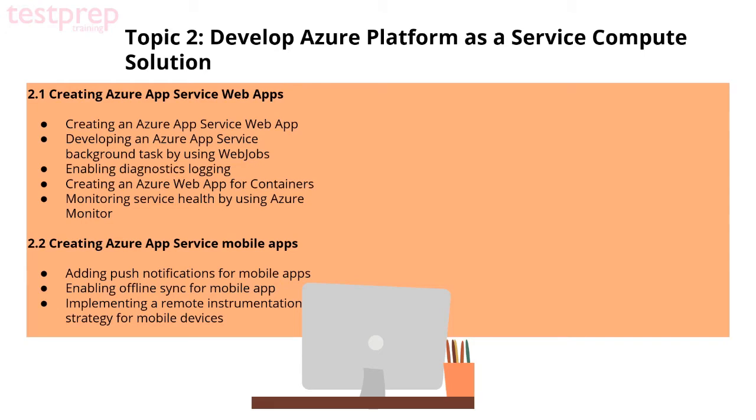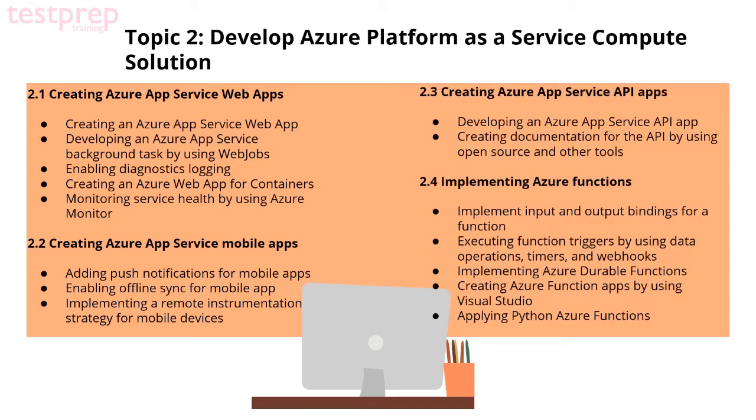Second, creating Azure App Service mobile apps. It is divided into 3 parts. Adding push notifications for mobile apps. Enabling offline sync for mobile apps. Implementing a remote instrumentation strategy for mobile devices. Third, creating Azure App Service API apps. It is divided into 2 parts. Developing an Azure App Service API app. Creating documentation for the API by using open source and other tools.